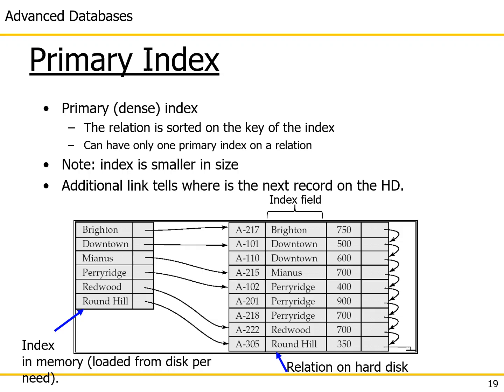Okay? If I get a delete, delete from where equal to Redwood, I know where Redwood is. So from the index, I will follow the arrow and I will go to this row that says A-222 Redwood 700. So I will be using the index all the time once I have an index.